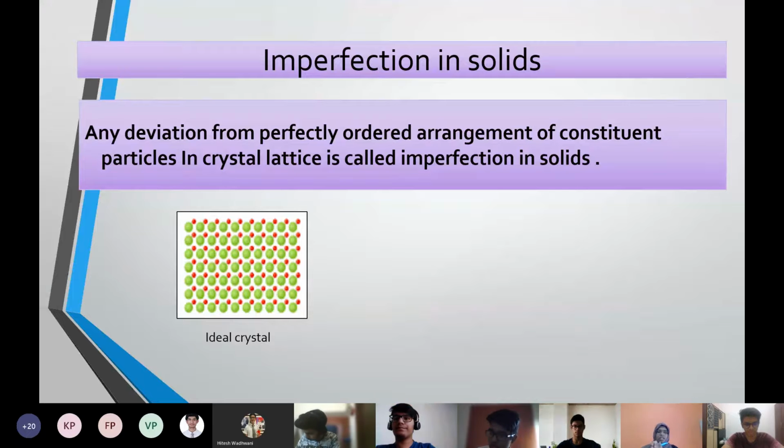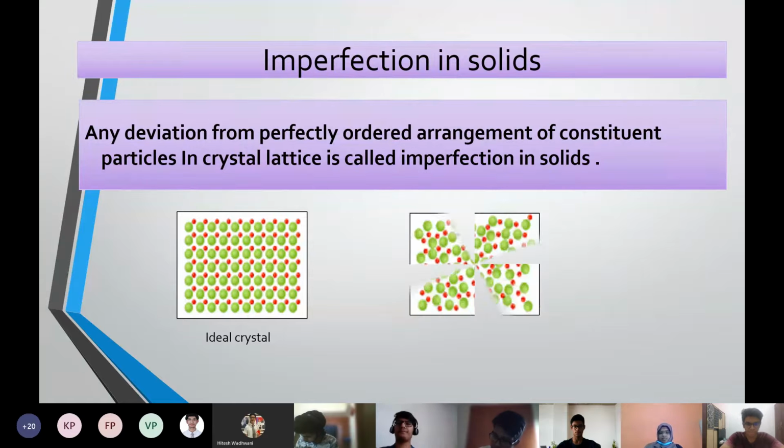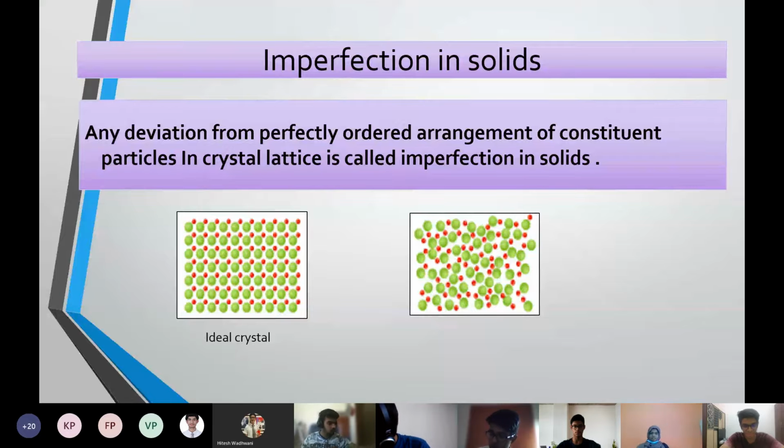It is any deviation from the perfectly ordered arrangement of the constituent particle is called imperfection. So this is the definition of imperfection: any deviation from the perfectly ordered arrangement of constituent particles in crystal lattice is called imperfection in solid. In the second diagram, as you can see, the position of the particle is changed and the arrangement is different. So imperfection can be because of different reasons. But if there is any difference in the perfect geometry, that kind of crystal can be considered as an imperfect crystal.